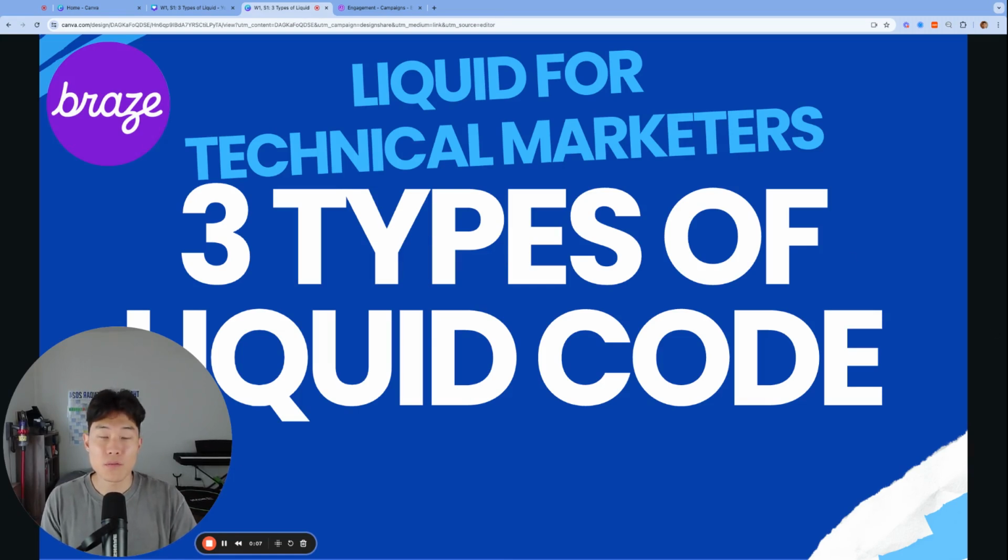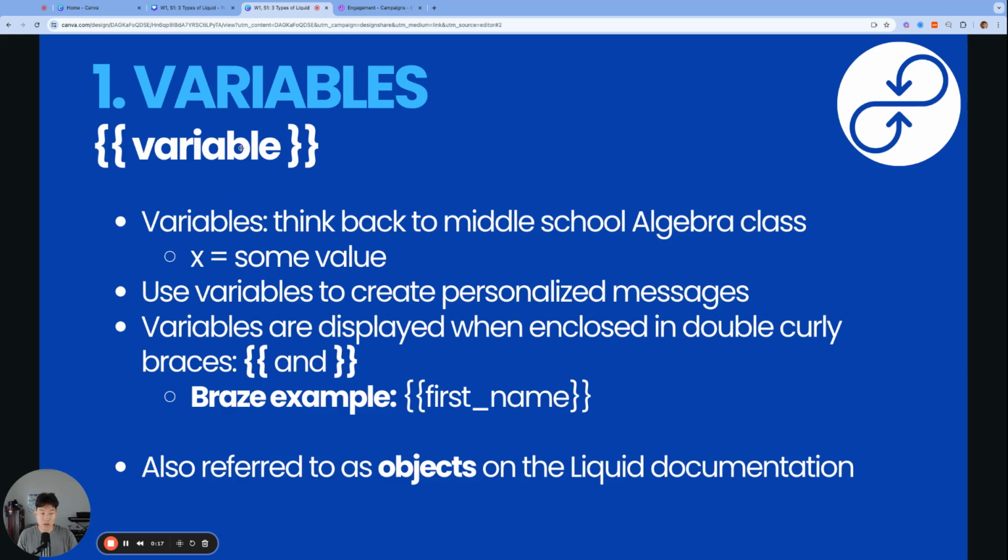Today, we're going to talk about the three types of liquid code. There's only three types of liquid code, and when we break it down that way, it sounds so simple. Let's get started. First, we have what's called a variable.